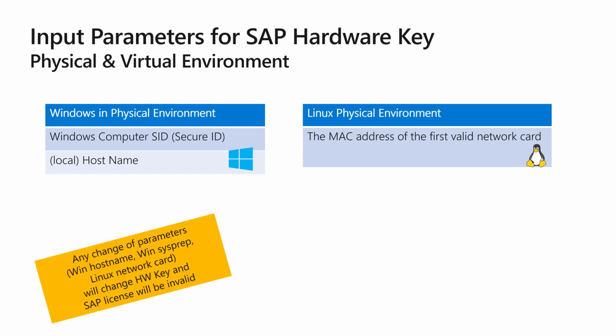Now, important to mention is that if you have an installed valid license and you change any of those input parameters, the valid license will become invalid. For example, if you change the host name on Windows, the valid license becomes invalid. If you execute Windows sysprep, which removes the existing computer SID and generates a new one, again the license becomes invalid. On Linux, if you exchange the network card and put in a new one, same story, or if you have more network cards and you change the order, the license will become invalid.